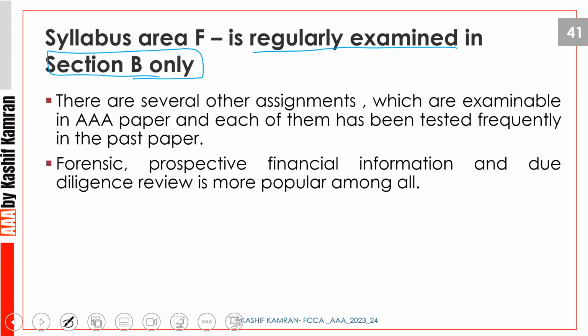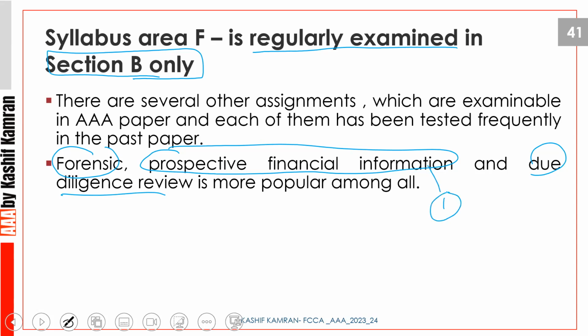Forensic, prospective financial information, and due diligence review are the more popular ones. If you look at forensic, prospective financial information, and due diligence, these 3 are the more popular ones among the examining team. They put lots of questions on these, primarily on prospective financial information, where you find most of the questions in the recent past. So these are the 3 more popular ones.